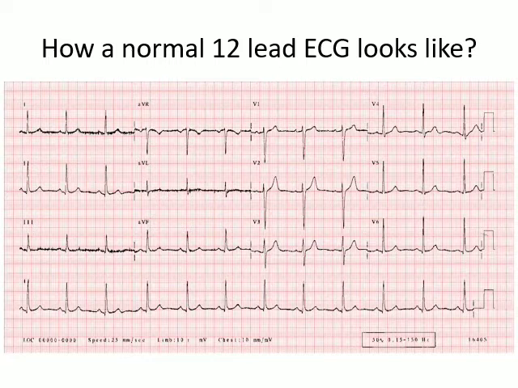Now let's calculate the rate in this. If this is our first QRS, this would be 300, this would be 150, this would be 100, this would be 75, and this would be 60. So you can roughly say that the heart rate is somewhere between 75 and 60 in this ECG, which is again a normal heart rate.